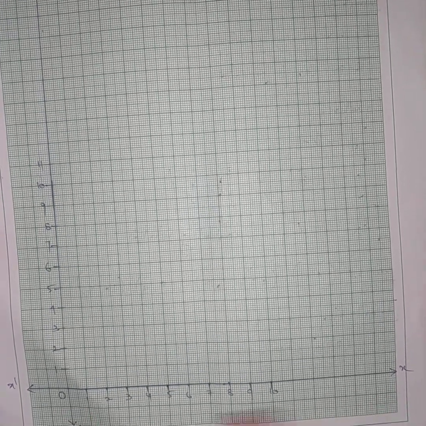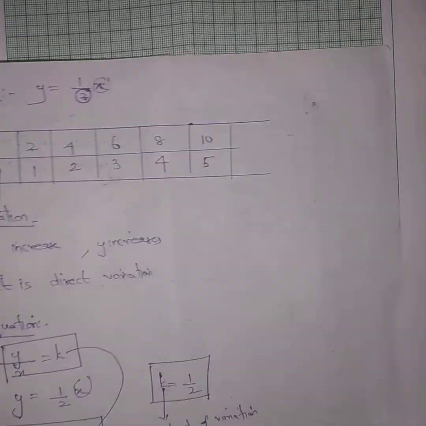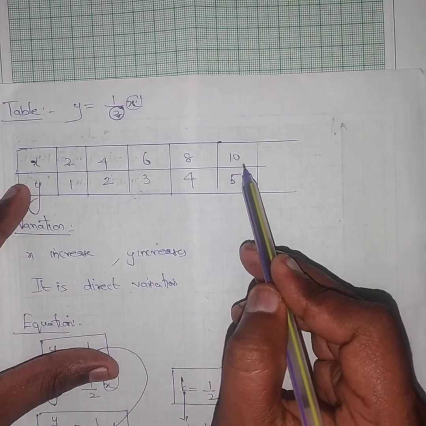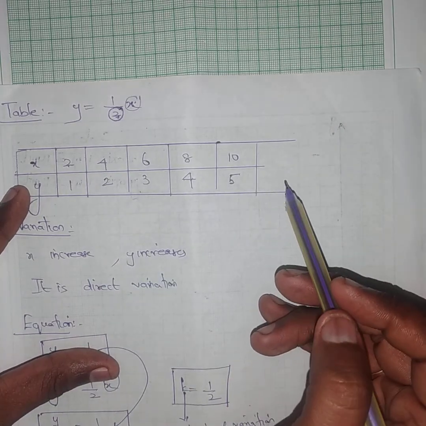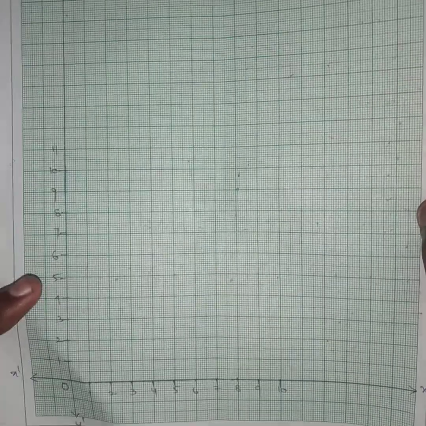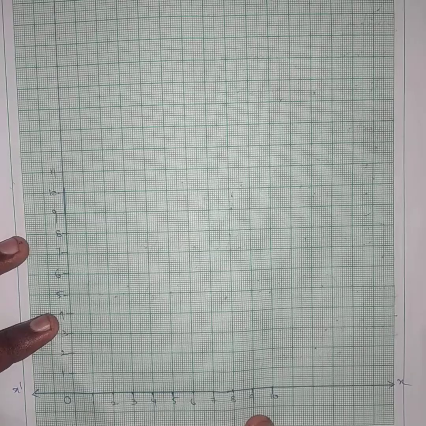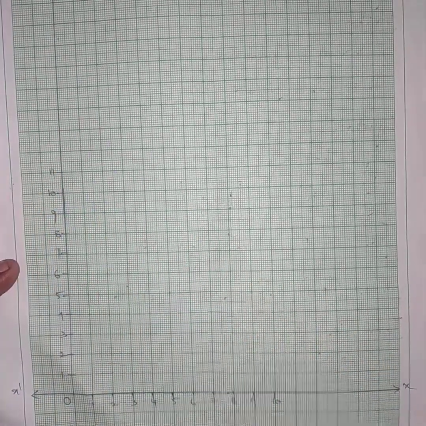So we have drawn a graph here, x dash, x, y dash and y. Scale: if we look at the points, here 2 to 10 only, no problem. Here 1 to 5 only. So we can use one table itself for the x and y axes. The x axis uses one table, 1 to 10. The y axis uses one table only.